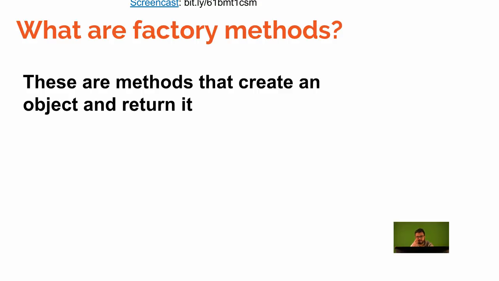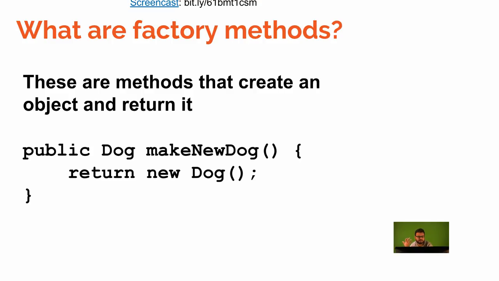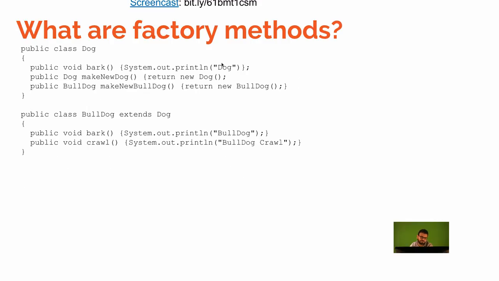Factory methods. There are methods that can create an object and return it. So what is a factory method? A factory method is a method that creates an object and returns it. For instance, this, right? Public dog make new dog. So this method is a public method. It returns a dog, and it's called make new dog. It takes in no arguments. All it does is it creates a new dog and then returns it.